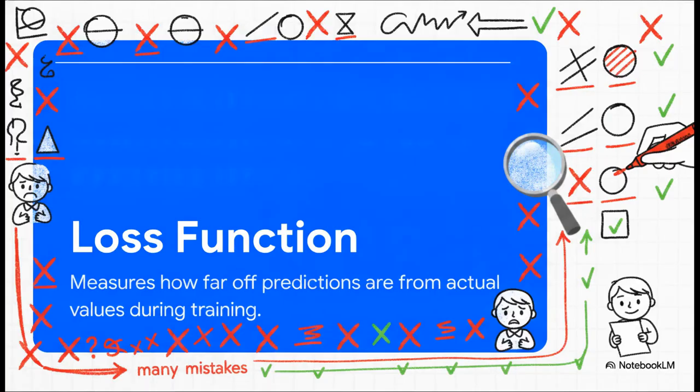Now, as the model trains, it's definitely going to make mistakes. Enter the loss function. I want you to think of the loss function as the strict teacher's red pen. It mathematically measures exactly how far off the model's predictions are from the actual true values during training.